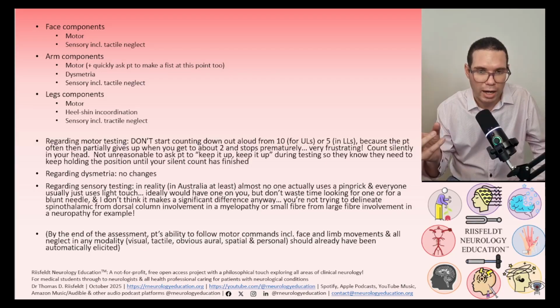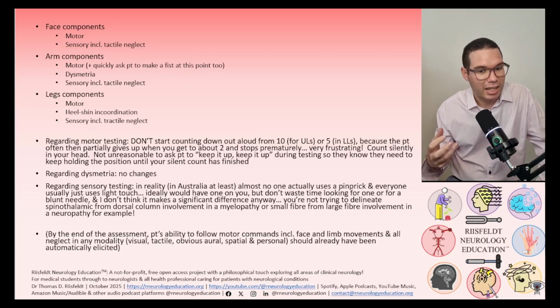And then you've got a more accurate and a more efficient item scored, which is good. Regarding dysmetria, no changes, just exactly what I said earlier. And then regarding sensory testing, in reality, in Australia at least, almost no one actually uses a pinprick when they're assessing sensation in a NIHSS.